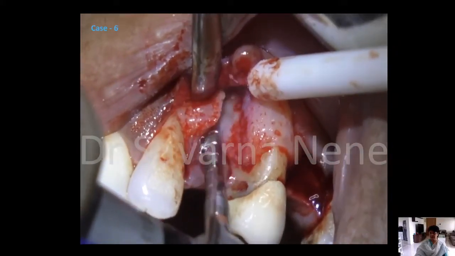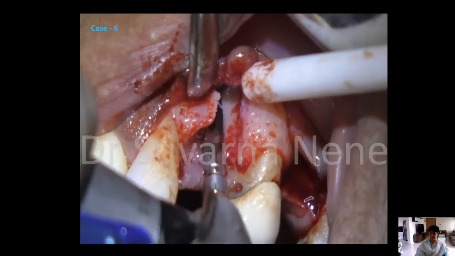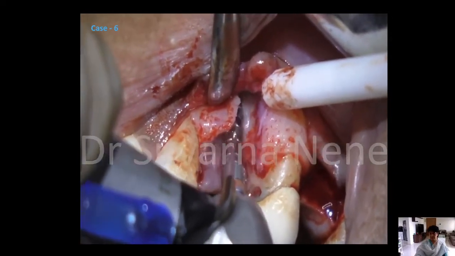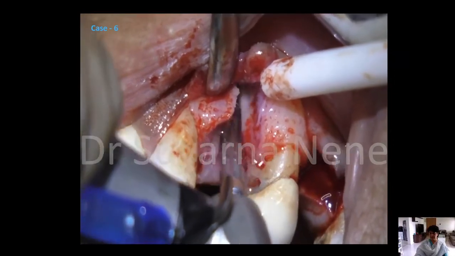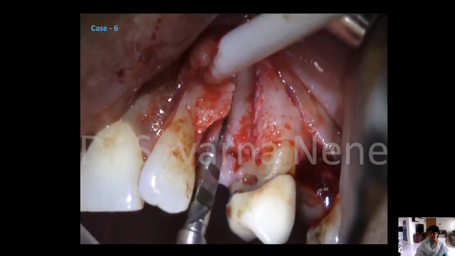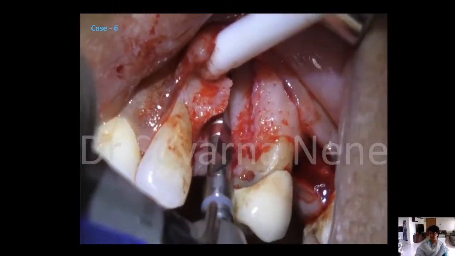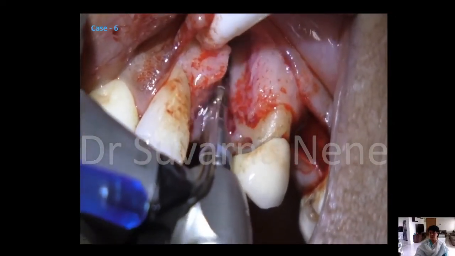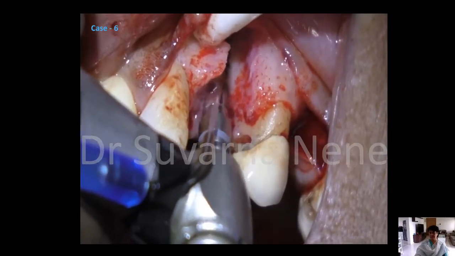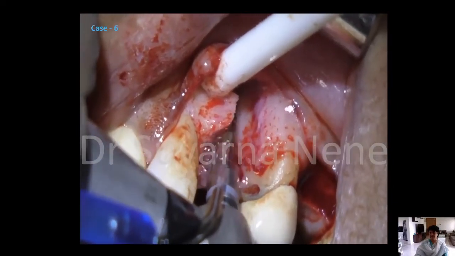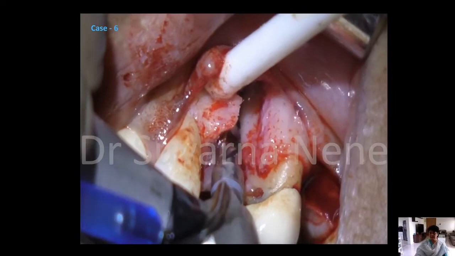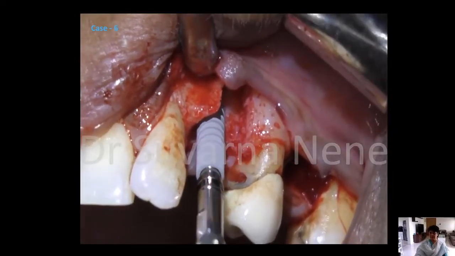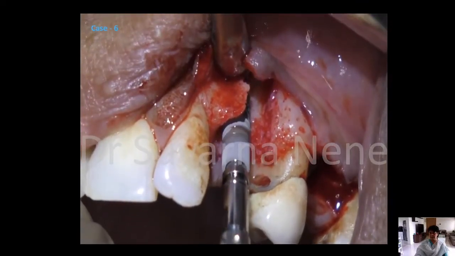Implant will be of 3.5 mm diameter. Usually we use an 11 mm implant, which goes subcrestal by 2 or 3 mm. That means my total osteotomy would be 13 mm long. At times we also use a 14 mm long implant. Depends on the case, depends on the availability of bone. I think this was a 14 mm long implant.